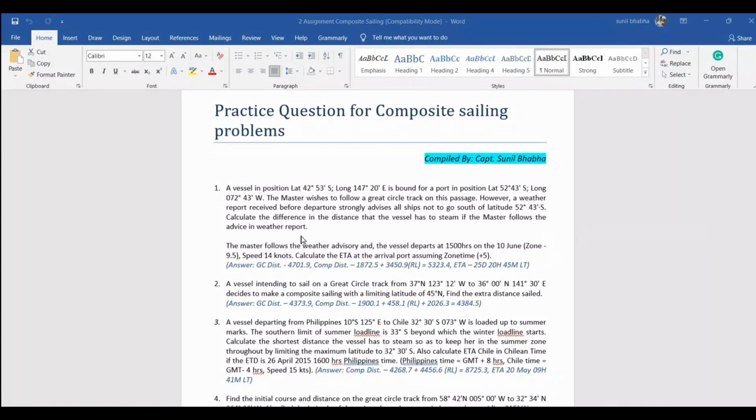Yes. Okay. So beta, in some of the questions, you may have the ETA being asked, like in this particular question. After you have calculated the distance, they have given you the speed of the ship also, and they want you to calculate the ETA at the destination. So in such questions, see the departing time and the arrival time. Departing time will be given to you in local time.